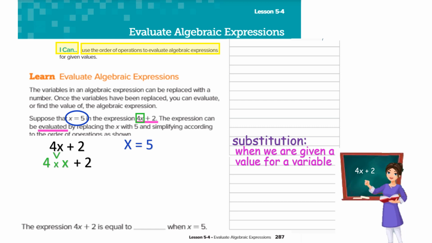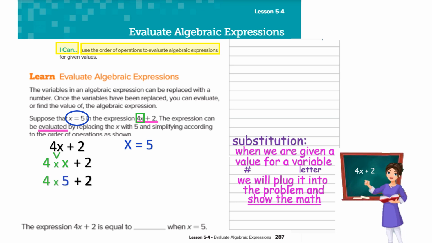So substitution, make this note, is when we are given a value for a variable. Once again, a value is simply a number. A variable is simply a letter. So once we know what it is, then we will plug it into the problem and then show the math. Okay, so that means instead of having an x, I'm going to plug in the 5. Now I have 4 times 5 plus 2.